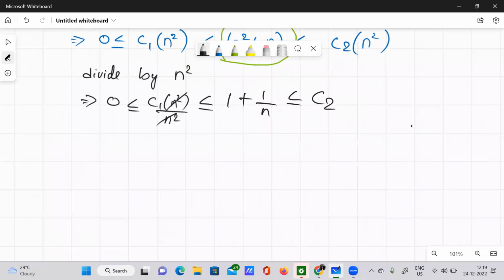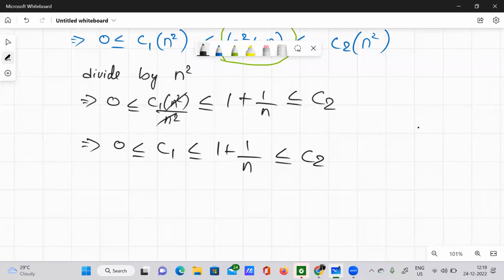So my final condition would be 0 less than or equal to c1 less than or equal to 1 plus 1 by n less than or equal to c2. This would be my equation. Here lies some condition for all n greater than or equal to n0. So this would be the equation.